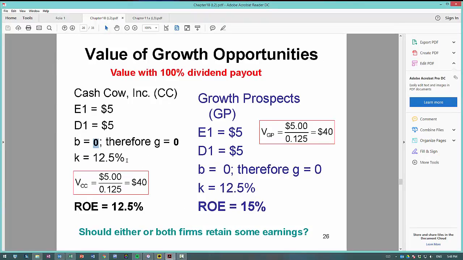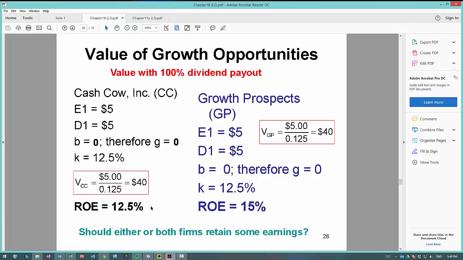Now let's just say K. Now K is the discount rate, and let's say K was 12.5%. Then you just discount the dividend by the discount rate, and the price that you get is $40.